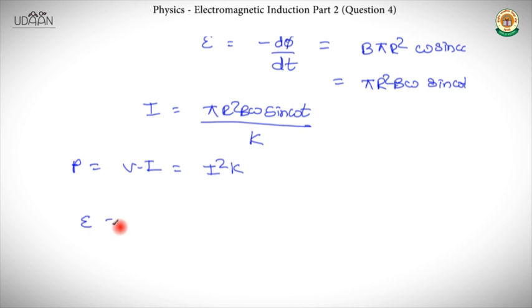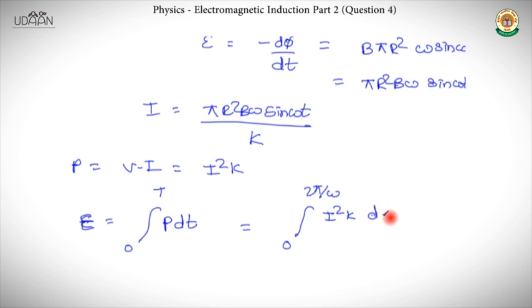The energy dissipated in one revolution can be written as integration of P dt from 0 to one revolution. That is nothing but a time period of this rotation, that is 0 to 2 pi by omega. I square K dt, from 0 to 2 pi by omega, of pi r square B omega whole square into sin square omega t.